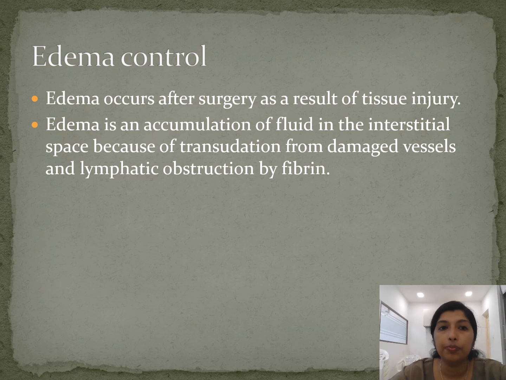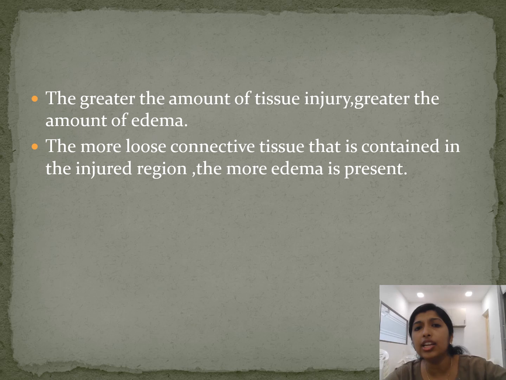Edema control. Edema occurs after surgery as a result of tissue injury. Edema is the accumulation of fluid in the interstitial spaces between your tissues or cells because of transudate from damaged vessels and lymphatic obstruction. The greater the tissue injury, the greater the edema. Usually after surgery, the edema is more. If you compare an impaction, a surgically extracted tooth, and a normal extraction, after 1 day the patient will have severe edema or swelling. The more loose connective tissue contained in the injured region, the more edema is present.